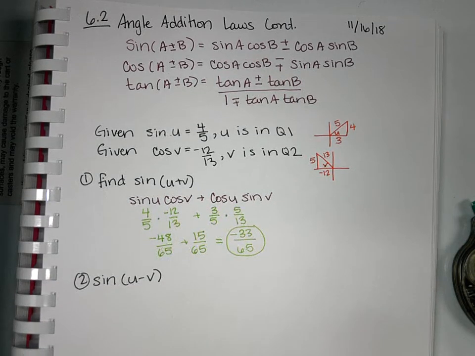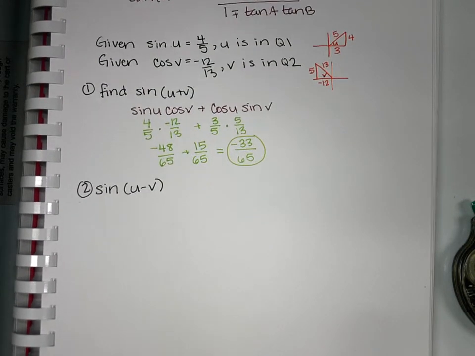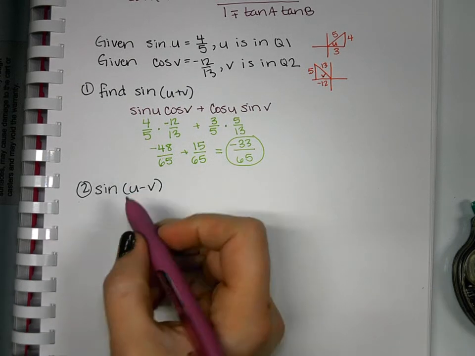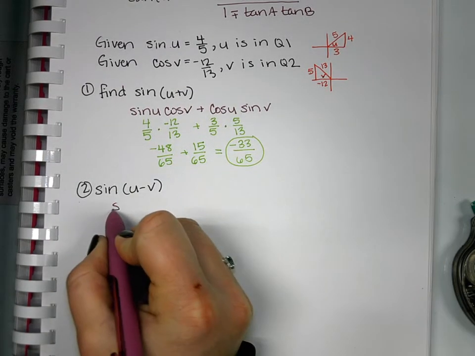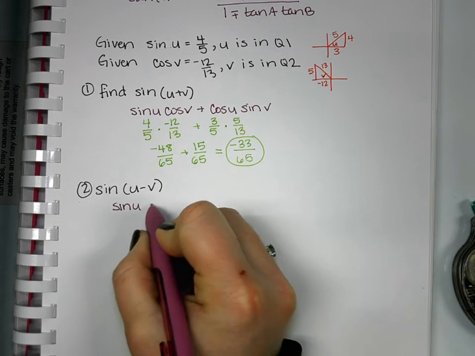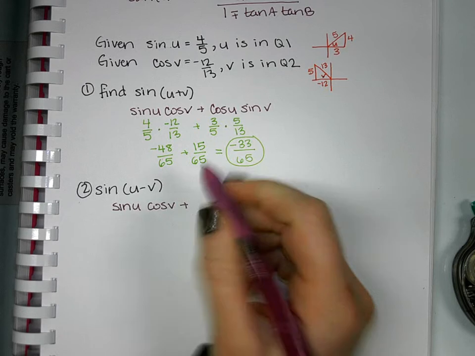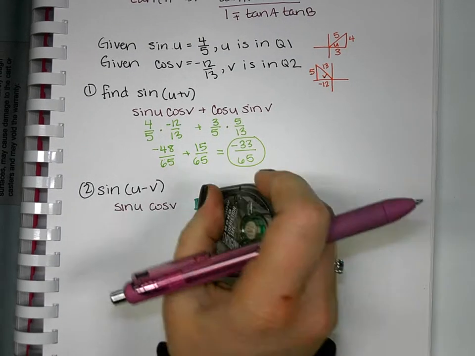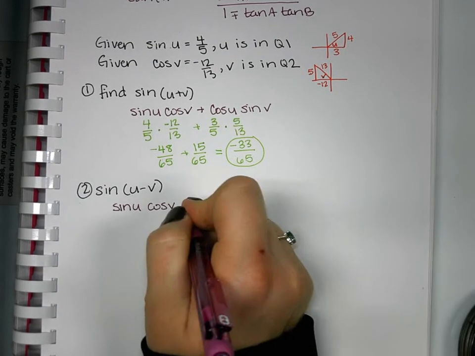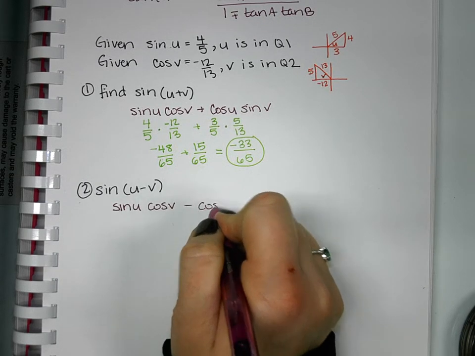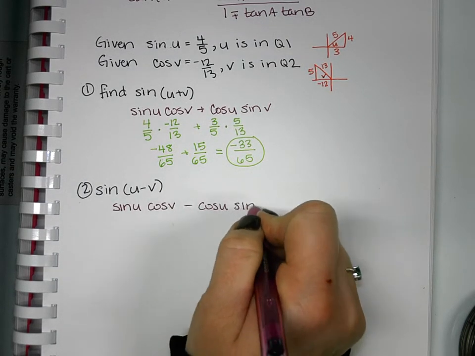So now if we do the same thing for u minus v, sine of u minus v. It's going to follow a similar pattern: sine u cosine v minus, sorry, in sine it's the same sign as the operation, cosine u sine v.